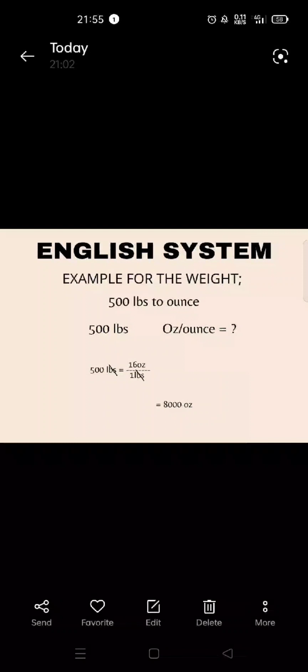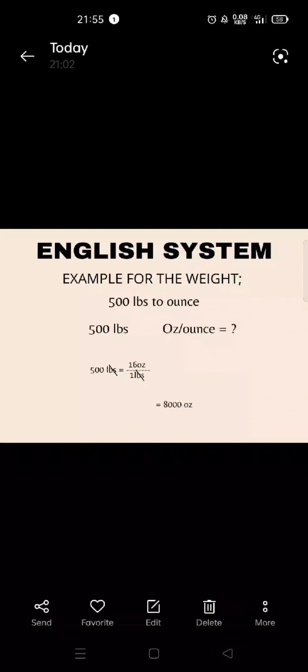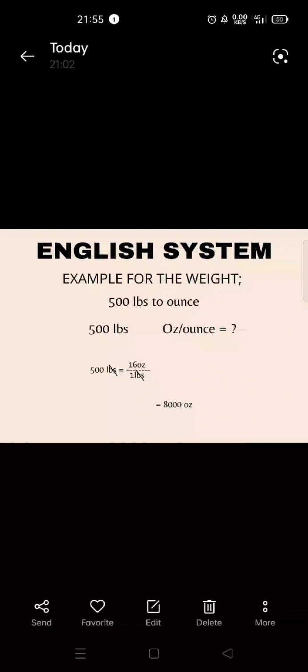And the next one is the example for the weight. And the given is 500 pounds to ounces. First, you should put the given, which is 500 pounds, and the ounce is equals to question mark because we still don't know the answer. And the solution is 500 pounds times 16 oz divided by 1 pound. First, you should cancel the same symbol, which is the pounds or lbs. And you should use your scientific calculator to know the answer. And the answer is 8,000 oz.